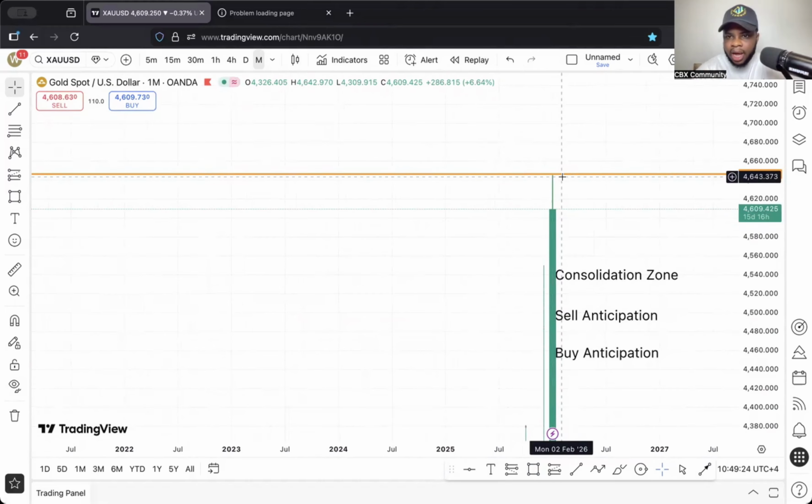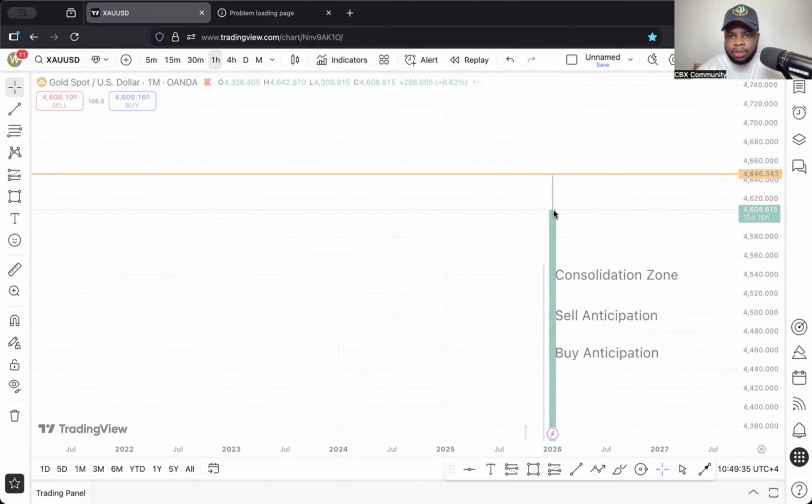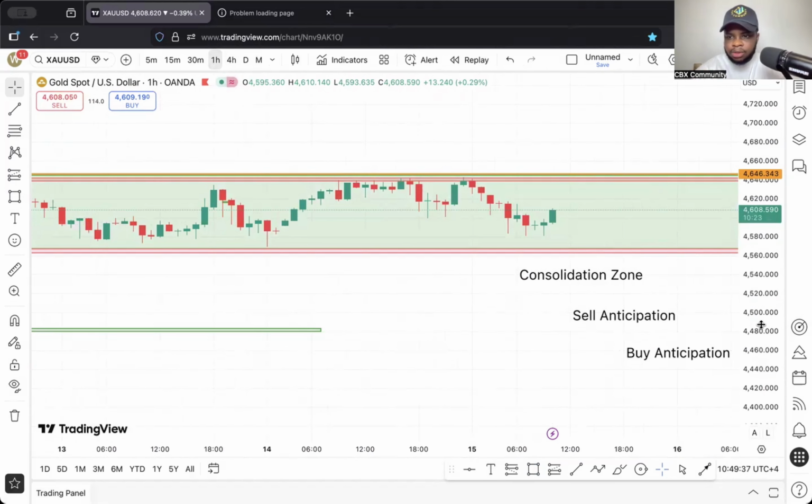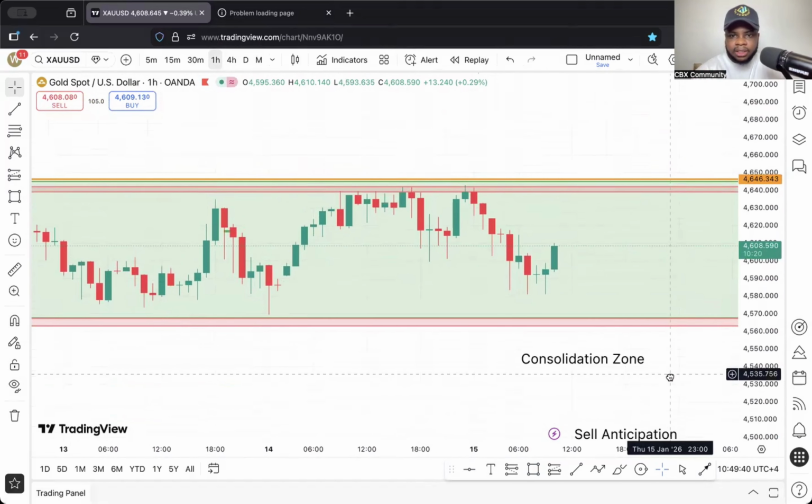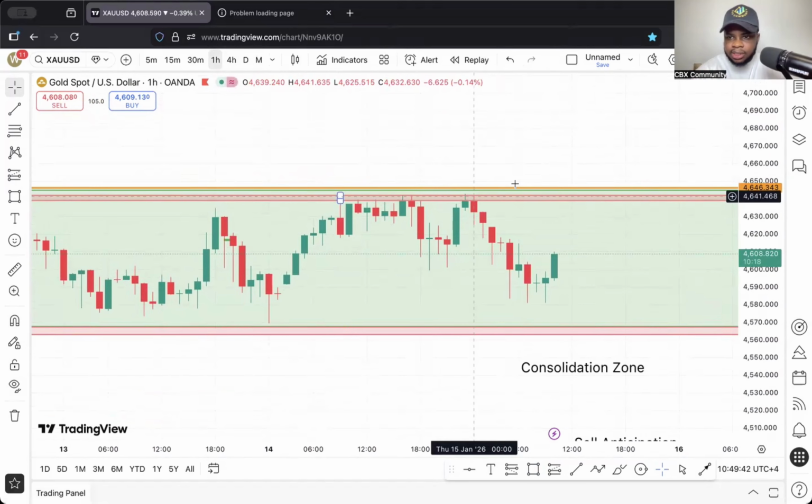So this is the high of this candle. The all-time high is at 4646.34. So let's go back to the 1 hour. And we are able to identify a resistance zone. The resistance zone is close to the all-time high. That means the wick of the recent month candle.